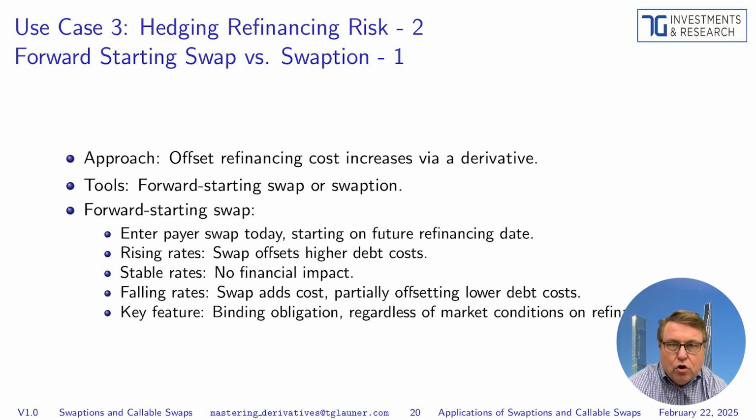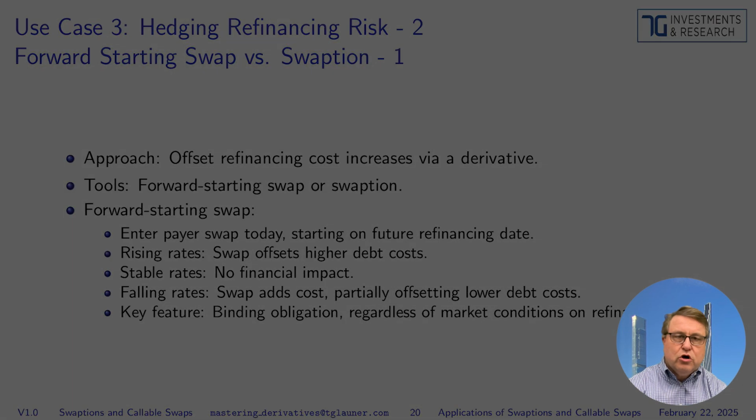If rates fall, the swap adds cost, but this is at least partially offset by the benefit of refinancing at lower rates. One key characteristic of a forward-starting swap is that it represents a binding commitment, regardless of market conditions on the refinancing date. The company must honor the agreed swap terms. This makes it an effective hedge, but also requires careful consideration of market expectations before entering the contract.